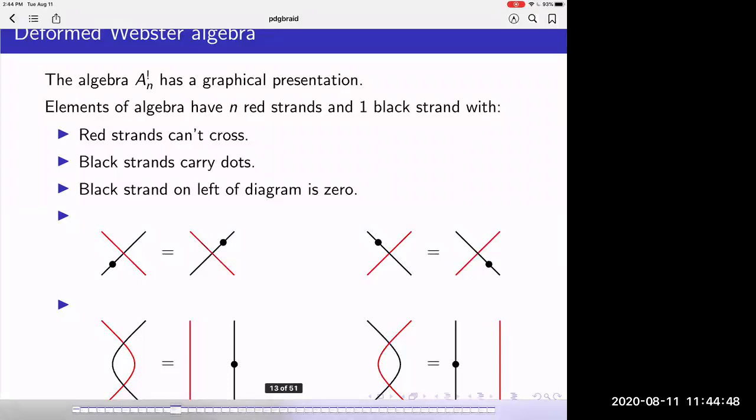Okay, so what are the rules for this algebra? First, red strands aren't allowed to cross. Black strands carry dots, and a black strand on the left is equal to 0. That's the so-called cyclotomic condition. And what are some more graphical relations? A black dot slides through a black-red crossing, and both types of black-red crossings. And finally, if you have a black-red double crossing, they separate at the price of picking up a black dot.